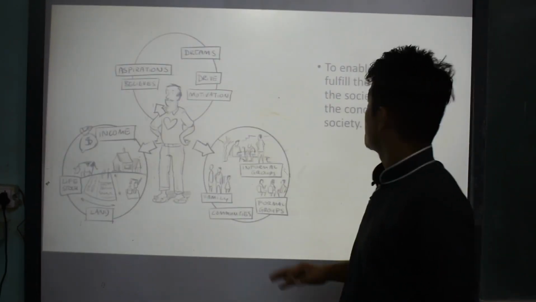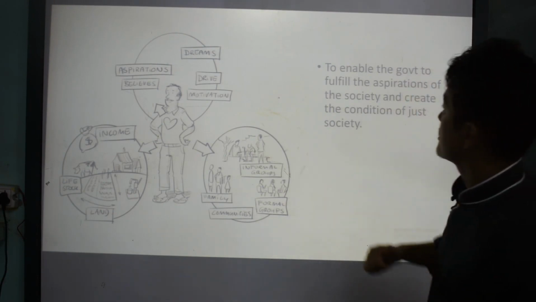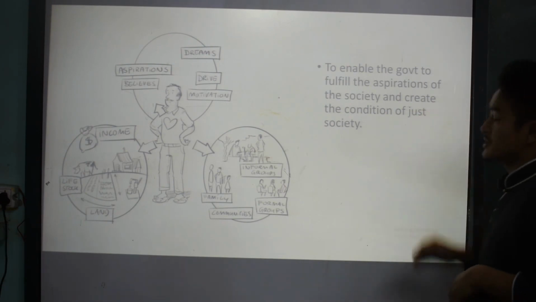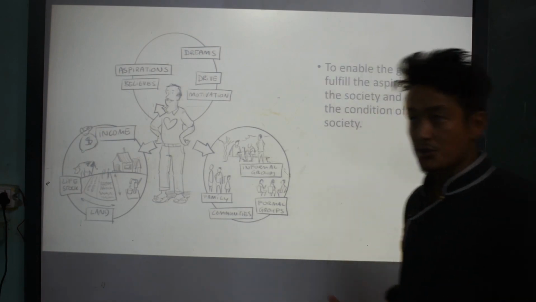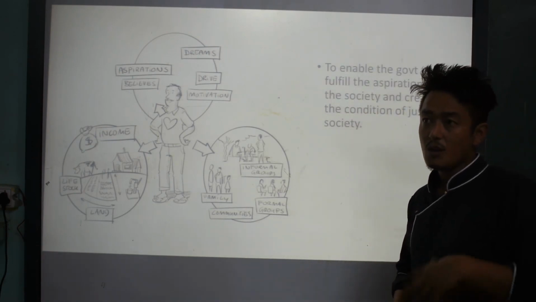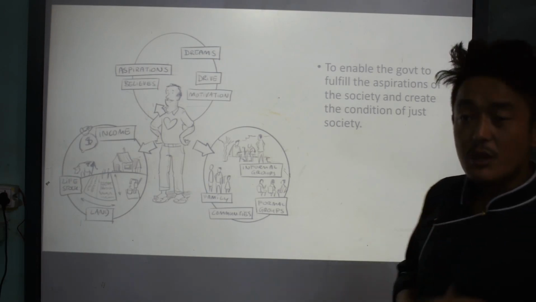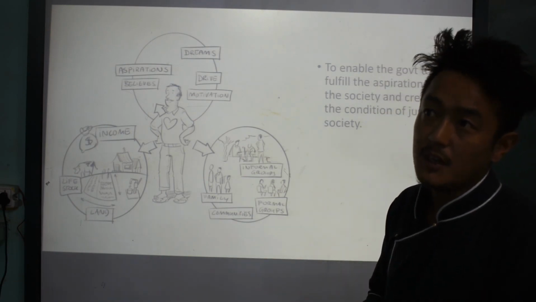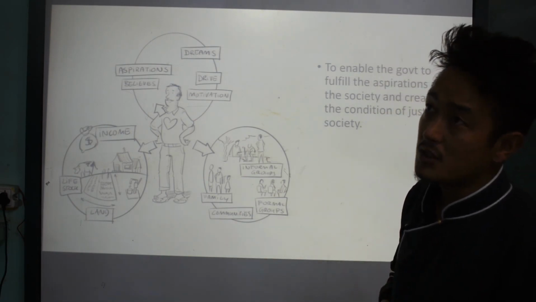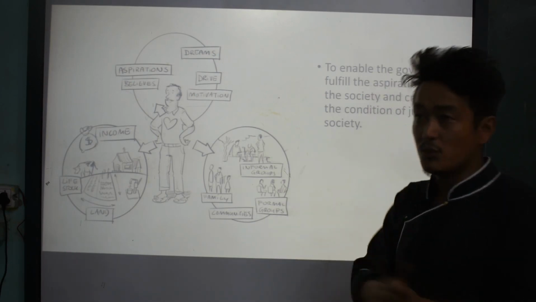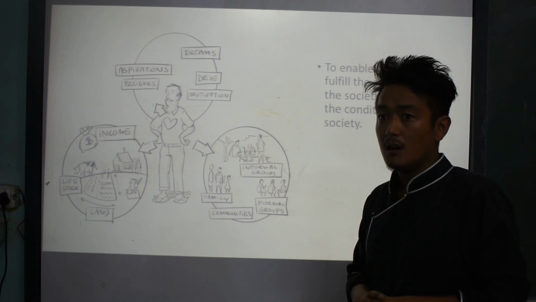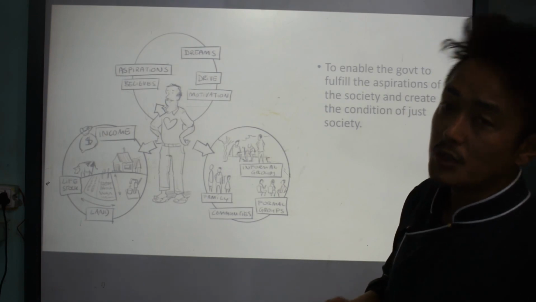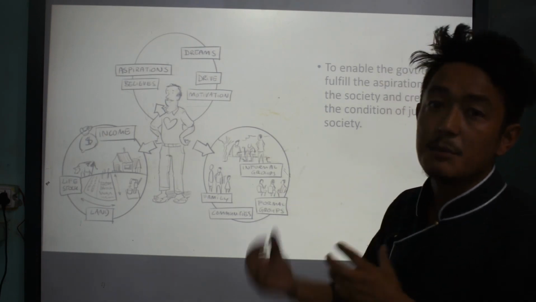Okay, so in this slide, we are going to discuss another important function of the Constitution, which is to enable the government to fulfill the aspirations of the society and create the conditions of a just society. That means the Constitution will take the necessary steps to fulfill the aspirations of the society. Now, if we talk about constitutions made before the 20th century, they focused mainly on the specification and limitations of power.